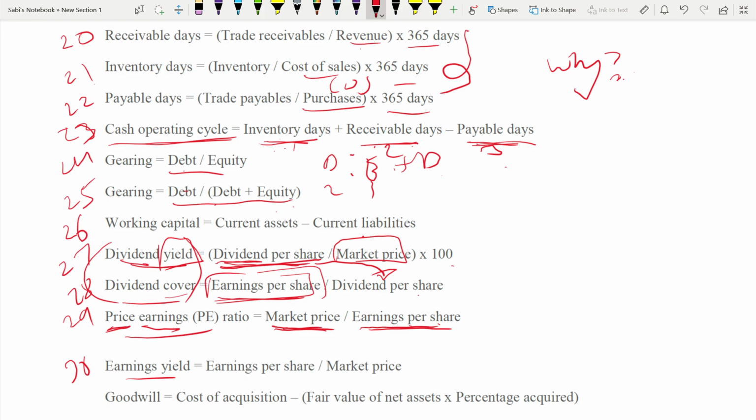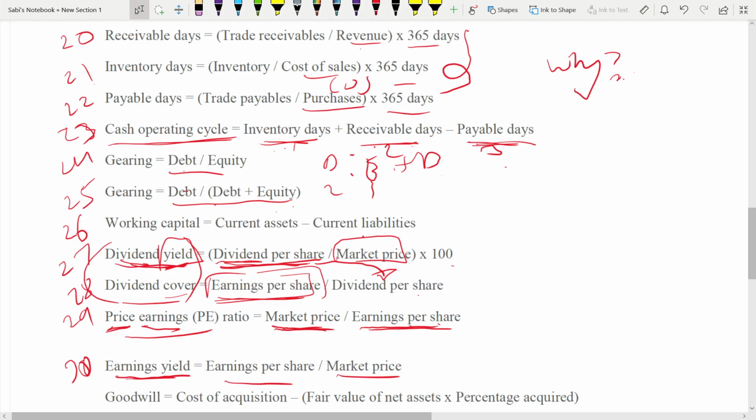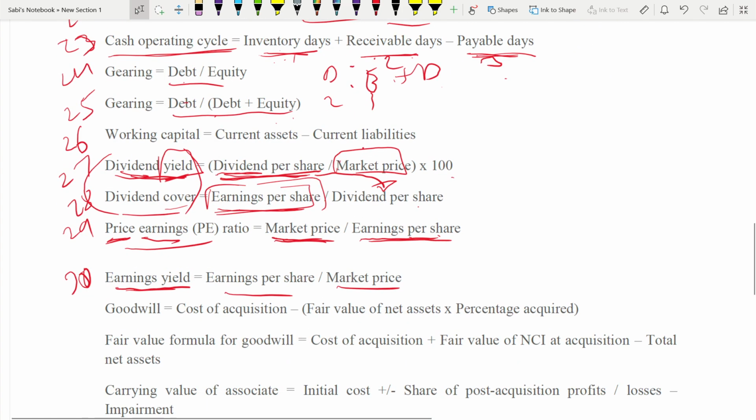So, dividend per share divided by what? Yield. Yield means market price. Okay? Yield means market price, because look at 30. Earnings yield. This is dividend yield, this is earnings yield. Earnings per share divided by market price. You see the word earning? So here also earning comes first, but per share. Yield means market price. So for dividend yield also market price goes down. Earnings yield also market price is in the denominator. So the word yield means market price comes down. And dividend, so dividend per share, earnings per share.